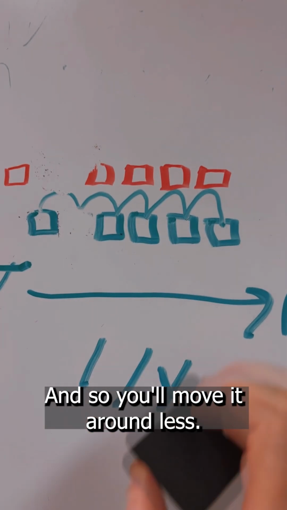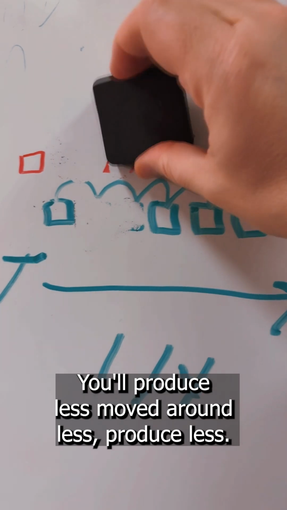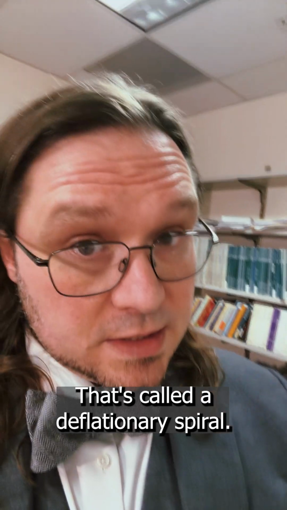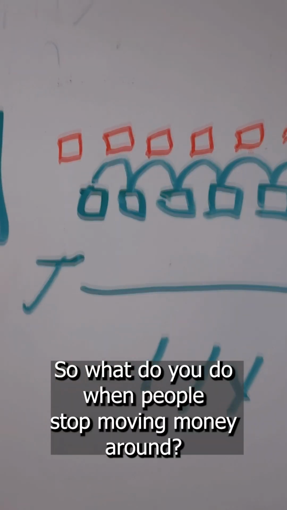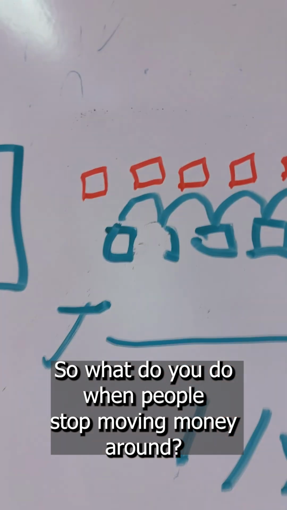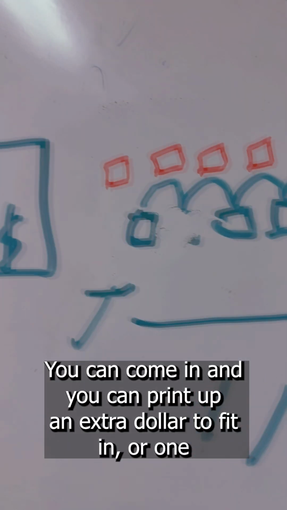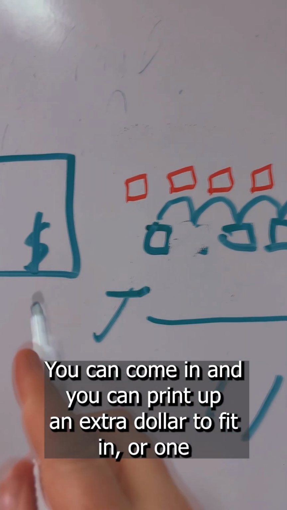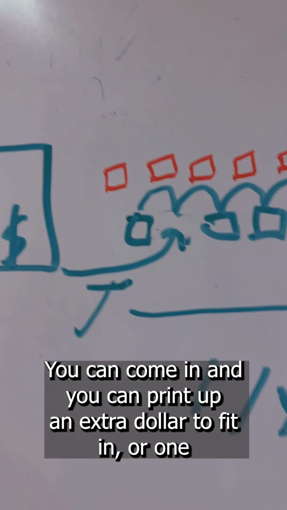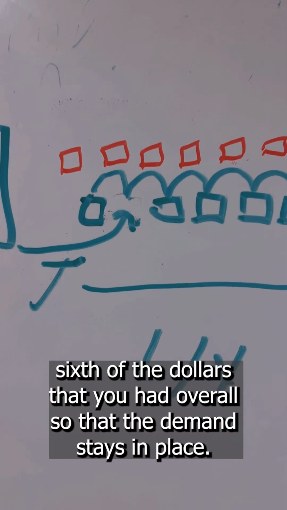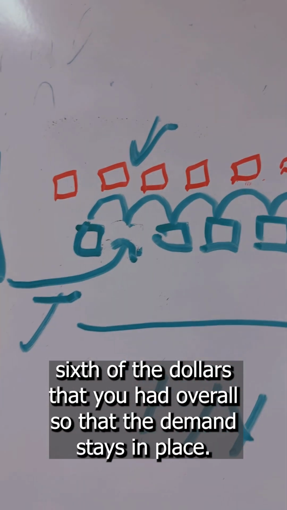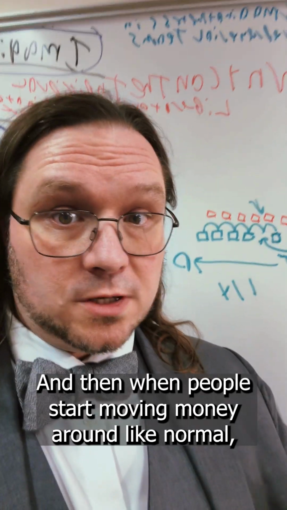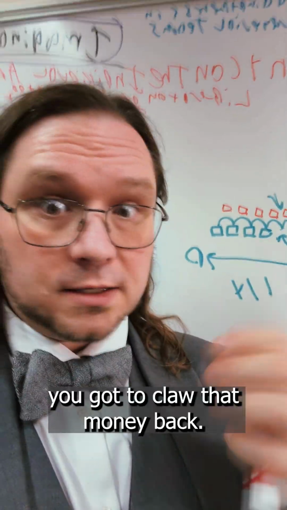But if you produce less stuff, then less times is money going to move around. And so you'll move it around less, you'll produce less, move it around less, produce less. That's called a deflationary spiral. So what do you do when people stop moving money around so much? You can come in and you can print up an extra dollar to fit in, or 1/6 of the dollars that you had overall, so that the demand stays in place. And then when people start moving money around like normal, you got to claw that money back.